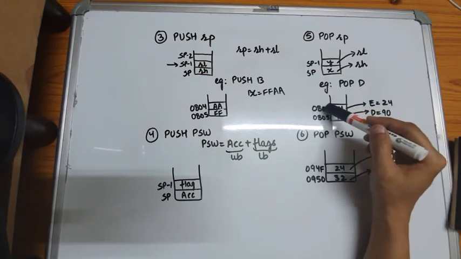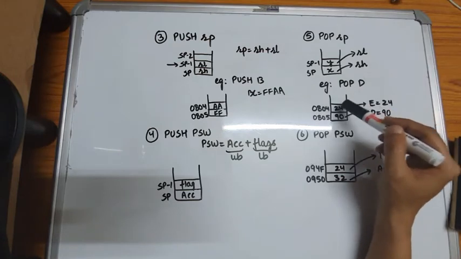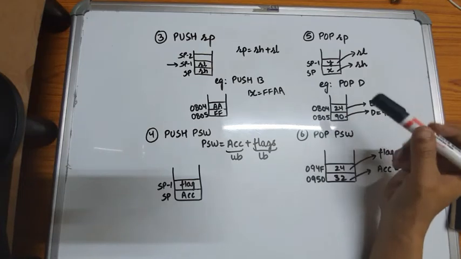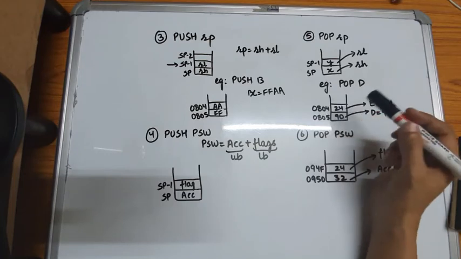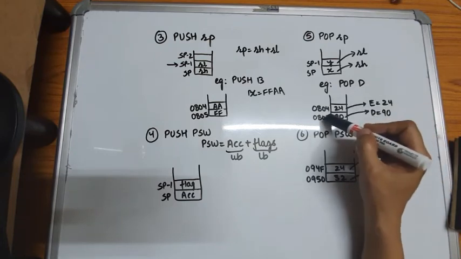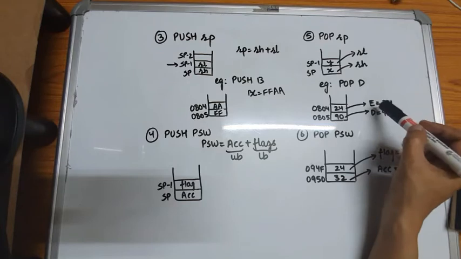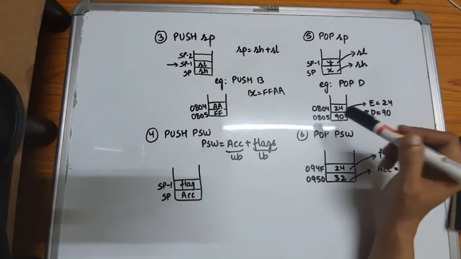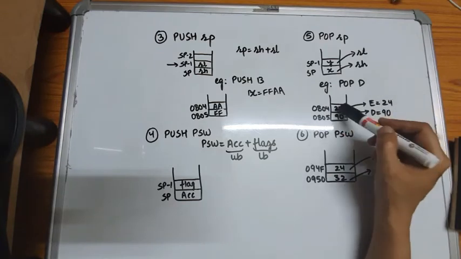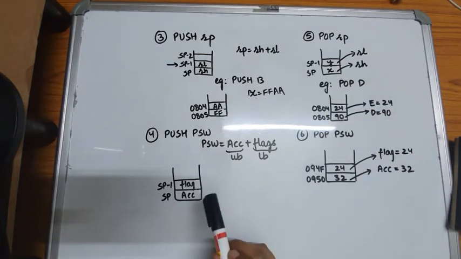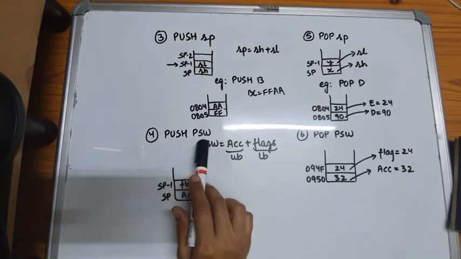So 0804 content will go into E, so E will be holding 24. 0805 is the higher, the bigger address among these two. So the content of 0805, that is 90, will go into the upper register, that is D. So at the end of this instruction, we get 90 in D from 0805 and 24 in E from 0804. This is pop RP. Now let us do push PSW.